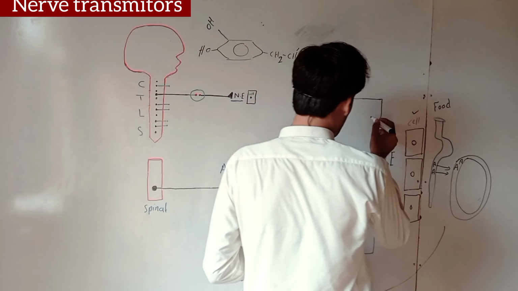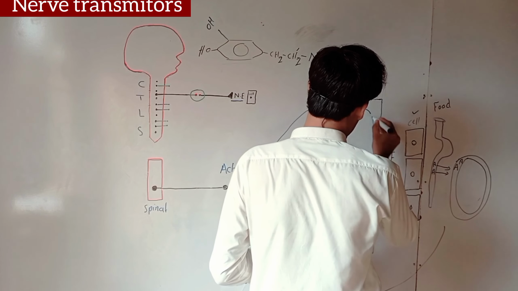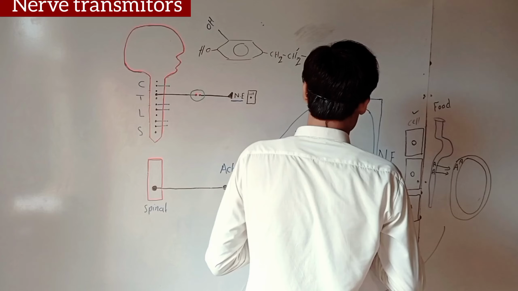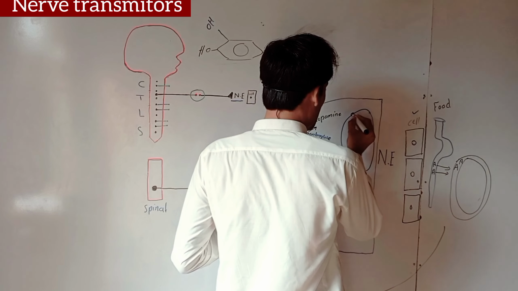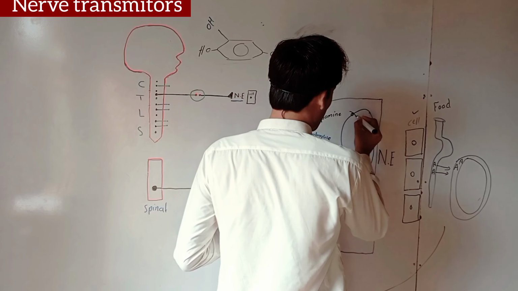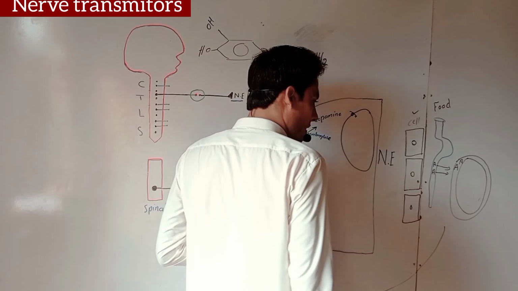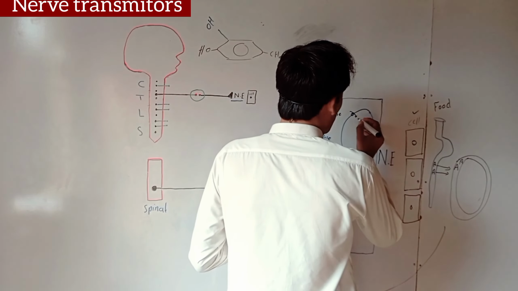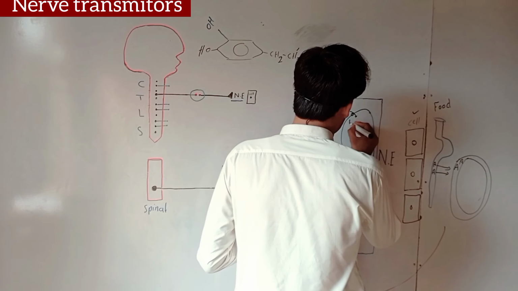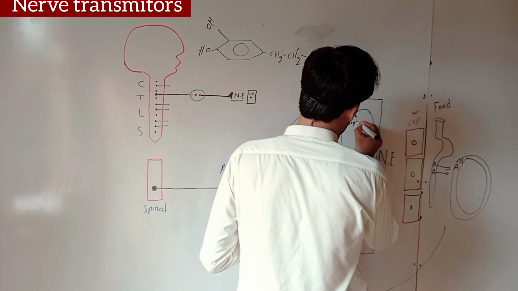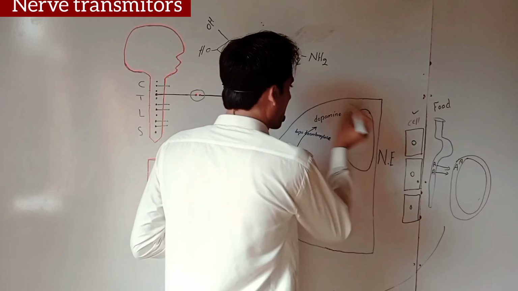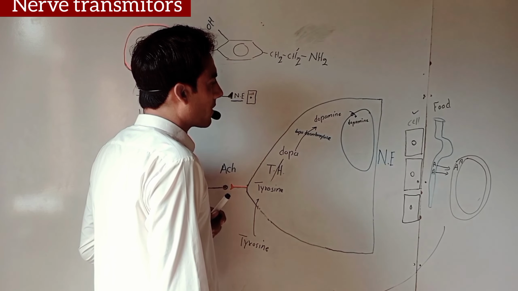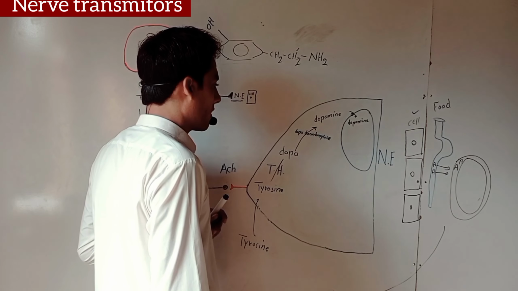Here a vesicle is present. Let's suppose this is the vesicle. And here a dopamine pump mechanism is present, a vesicular transport system, which directly pumps dopamine into the vesicle. Once the dopamine is produced, it is immediately pumped into the vesicle.